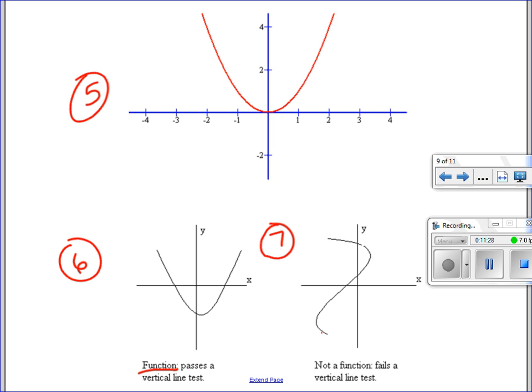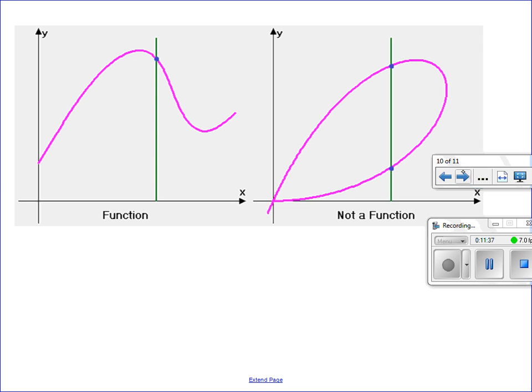It passes through here and here. Here and here. In this example, the first one, it is a function. The second one, it is not a function. Here's your y-axis. Here's your x-axis. You'll notice that it passes through here and here. Here and here. It passes through several. So if it passes through more than 1, it is not a function.